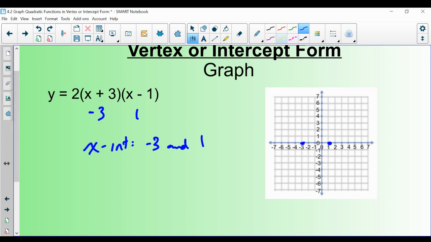Up next, I want to find the axis of symmetry. And the axis of symmetry is the middle of these 2 points. Okay, I can identify that in this particular graph. I know that the middle of negative 3 and 1 is just here at negative 1.